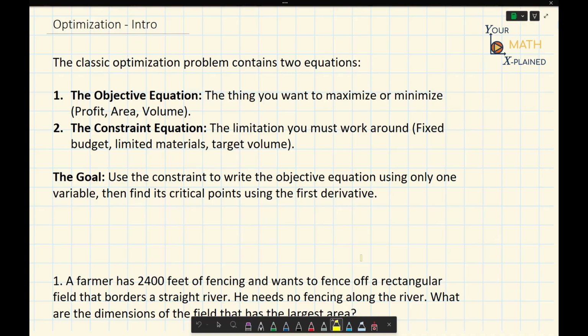It's where calculus transitions from an abstract math class into a multi-billion-dollar tool used by tech companies, engineers, and logistics experts every day. Today, we learn the systematic framework to solve these real-world puzzles.